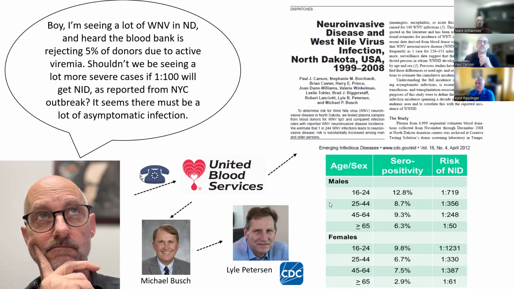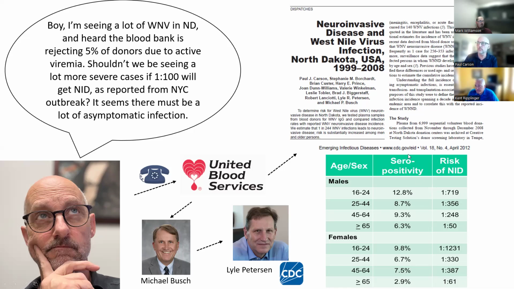So we tested almost 7,000 blood donors in North Dakota. And then we correlated that with how many people, and we broke them down by age and sex, and then correlated that with how many people in those same age and sex strata had been reported over that period of time from 1999 to 2008. '99 is when West Nile was introduced in the United States. How many people in North Dakota had a report of neuroinvasive disease.